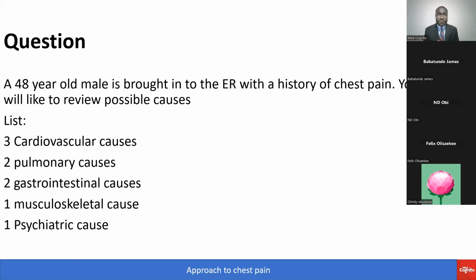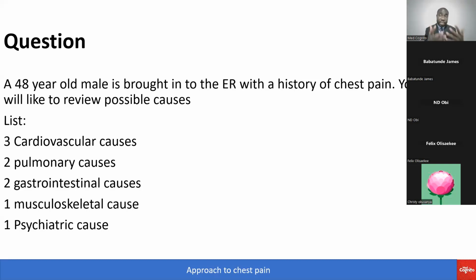A 48-year-old male is brought into the ER with a history of chest pain. You would like to review possible causes. And the list goes to cardiovascular causes, pulmonary causes, gastrointestinal causes, musculoskeletal causes, and then psychiatric causes.